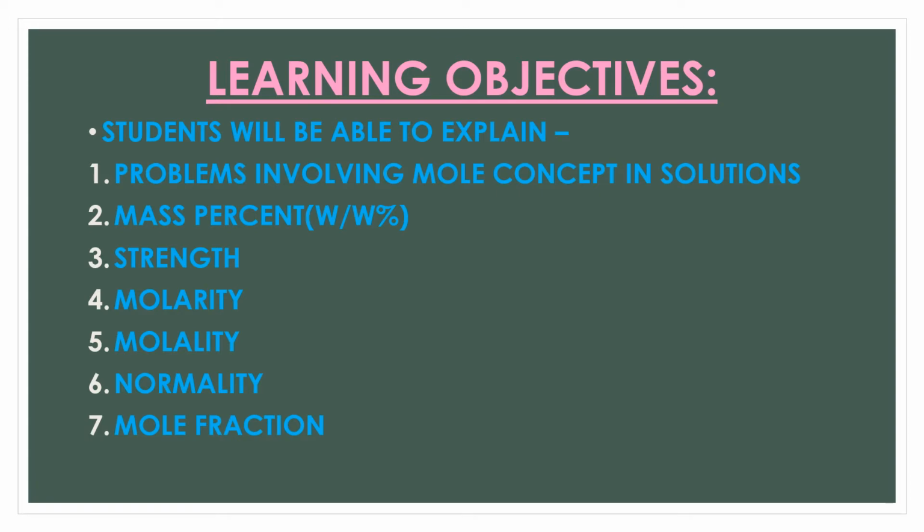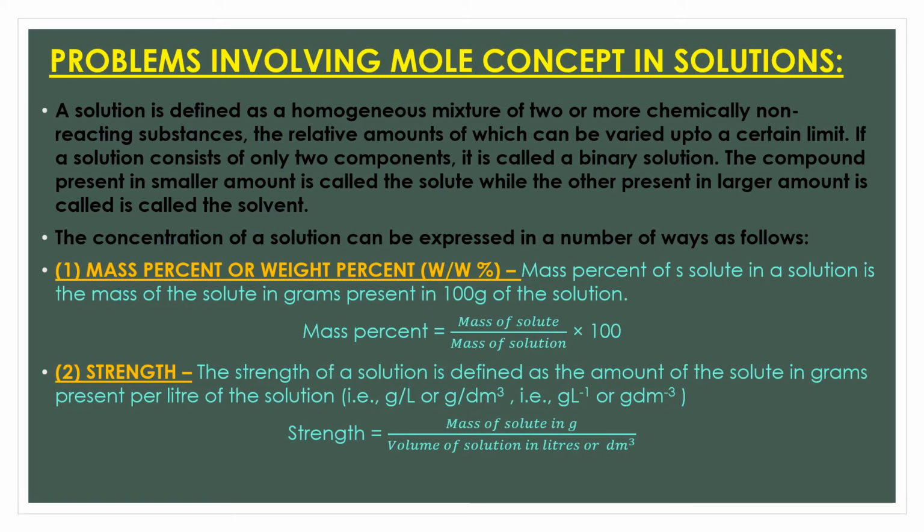So let us begin. As you know, a solution is defined as a homogeneous mixture of two or more chemically non-reacting substances, the relative amount of which can be varied up to a certain limit. If a solution consists of only two components, it is called a binary solution. The component present in smaller amount is called the solute, while the other present in larger amount is called the solvent. So the concentration of a solution can be expressed in a number of ways as follows.